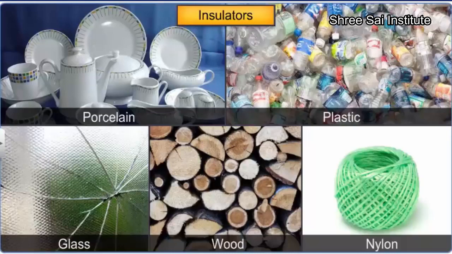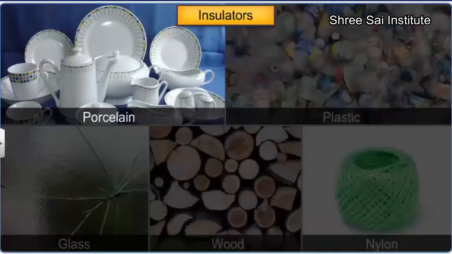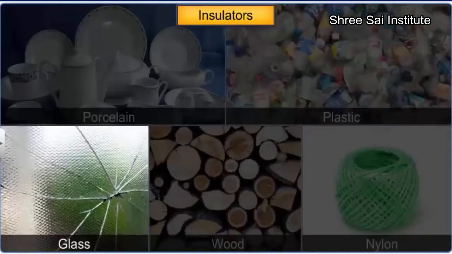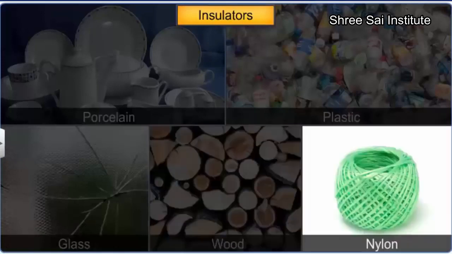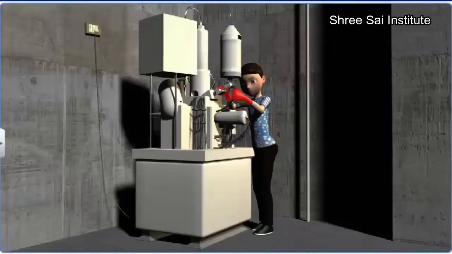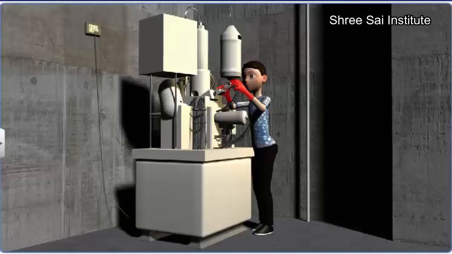Such materials are called insulators. Non-metals such as porcelain, plastic, glass, wood, and nylon are some of the best insulators. It is advisable to wear rubber footwear or gloves or stand on a wooden platform while handling electrical equipment, since they are insulators and protect us from the harmful effects of the electric current.